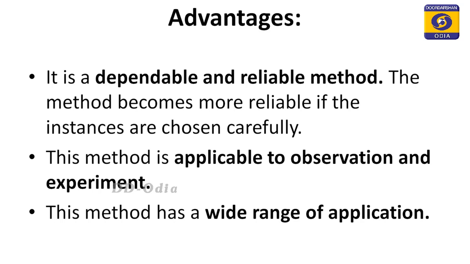The most important advantage of this method is that it is a dependable and reliable method. That means the causal relationship we reach with the help of this method can be accepted by all. So, the method becomes more reliable if the instances are chosen carefully. This method is applicable to observation and experiment.